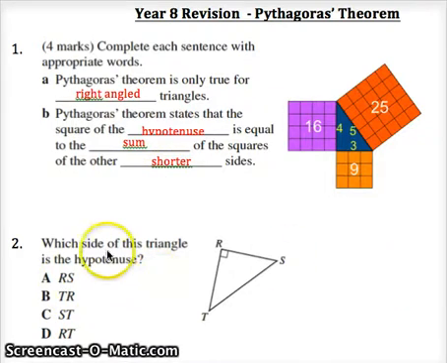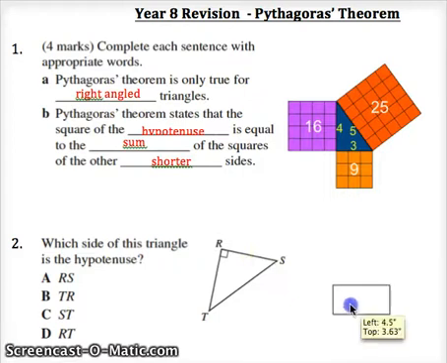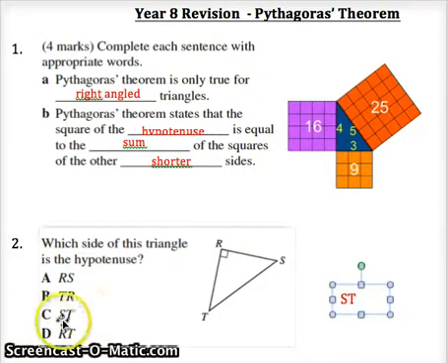Now in question 2, we're asked which side of this triangle is the hypotenuse. So we've got a right angle triangle, and the right angle is at what we call vertex R, and the hypotenuse is always opposite the right angle. So the side of the triangle that is the hypotenuse is the side ST. So our answer for question 2 is C, which is ST.